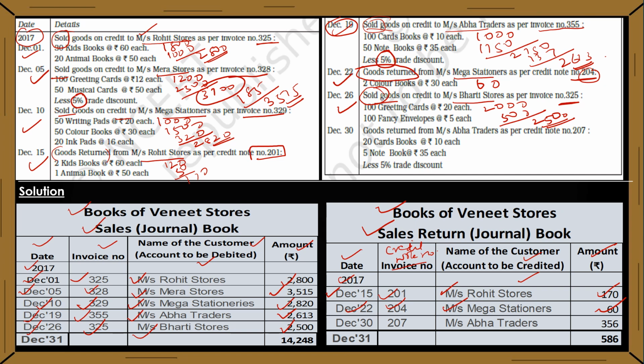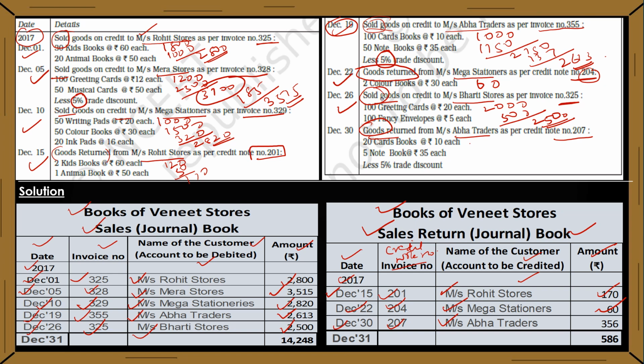Last is December 30. Goods returned from Messrs. Abba Traders as per credit note number 207. Here it is goods returned, so we have to take it to the sales return journal book. December 30 is the date and credit note number is 207. Name of the customer is Messrs. Abba Traders.